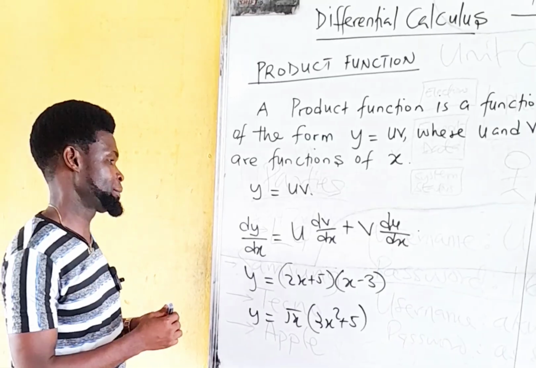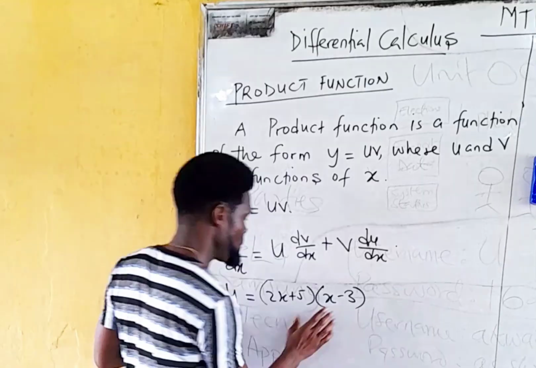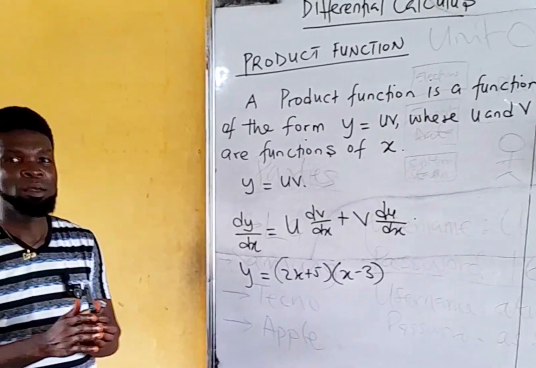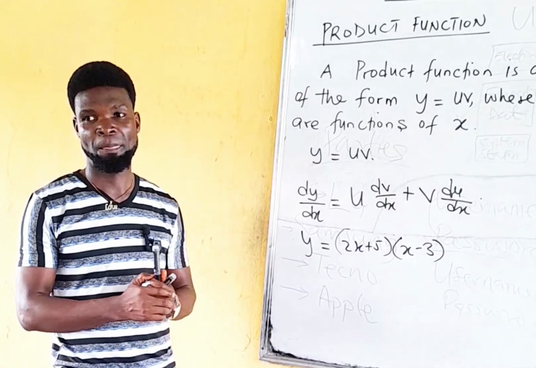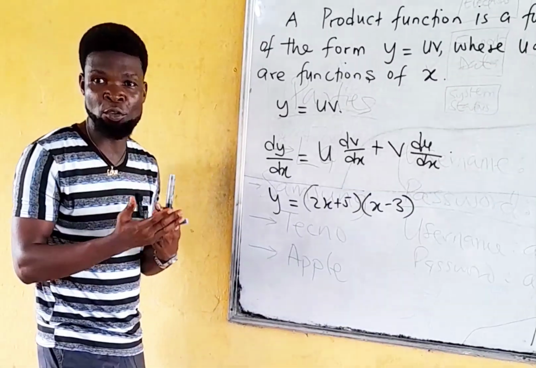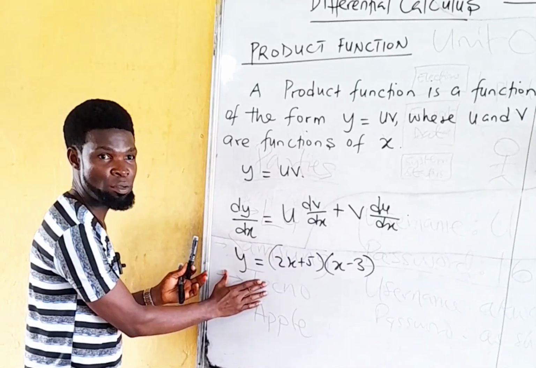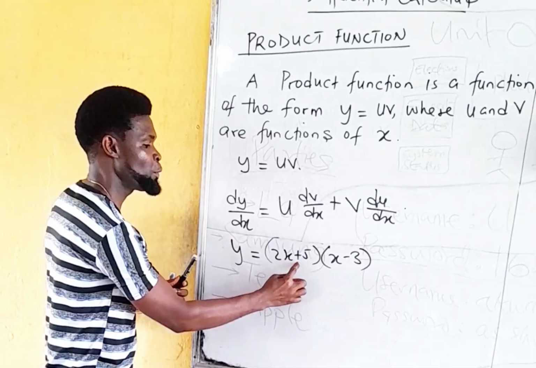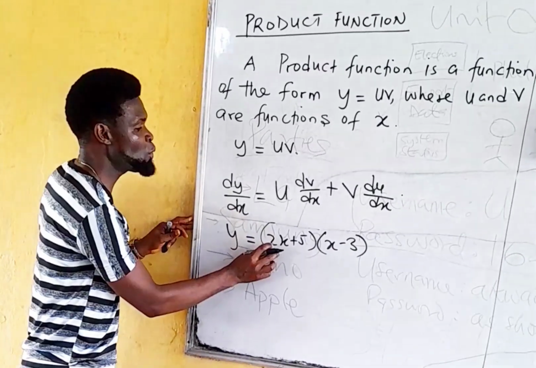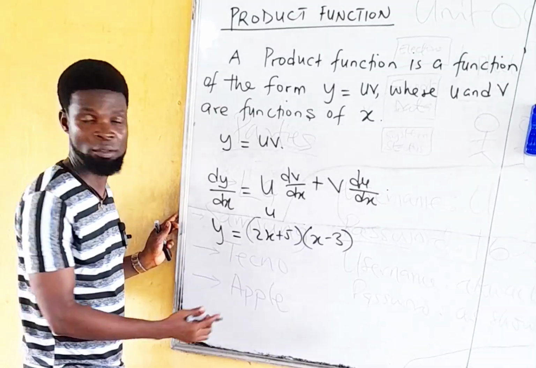For as long as you have multiplication, it suggests products. Okay. So we're going to solve the first problem then, which is a product function. So the question is, how do we solve product function? Step 1, following the general form of a product function, which is y equals to uv. Look at the question. y equals to 2x plus 5 into x minus 3. It means that the first one here is u, the second one is v.